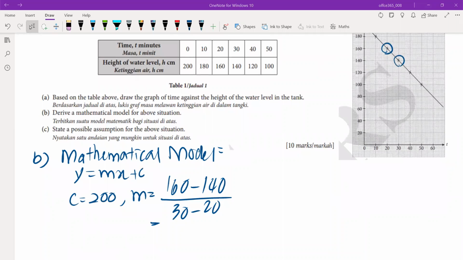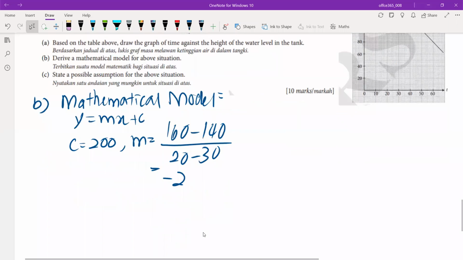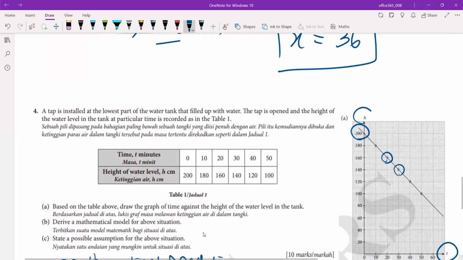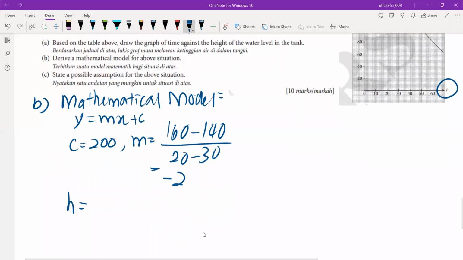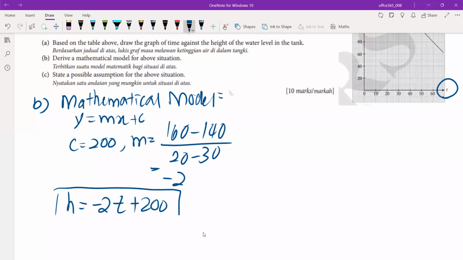So 20 over 10, 20 minus 30, it's reversed. You have to know who is y2 and who is y1. So you get -2, correct? And then your x-axis is t, y-axis is h. h equals -2t plus 200. That's your answer, using h and t instead of y and x.